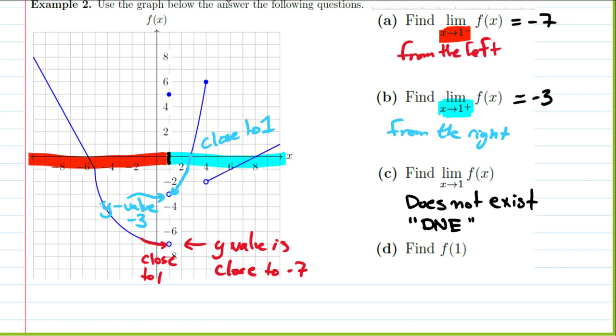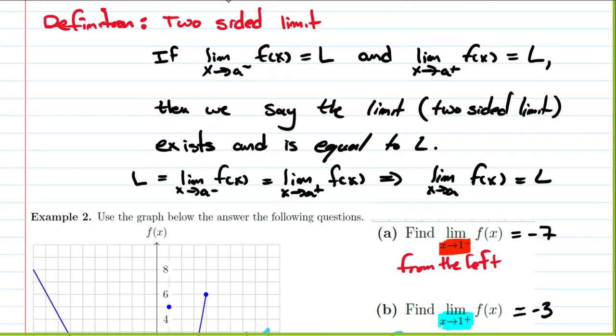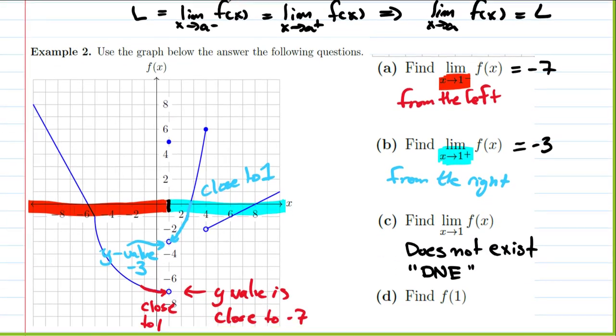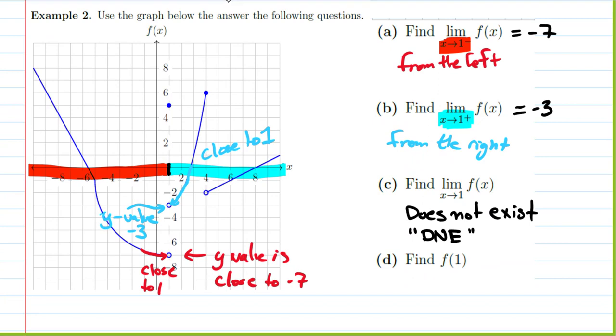So remember, when does the two-sided limit exist again? When the left limit is the same as the right limit. So in this instance, our left limit was -7, our right limit was -3, so the two values were not equal, so the two-sided limit doesn't exist.